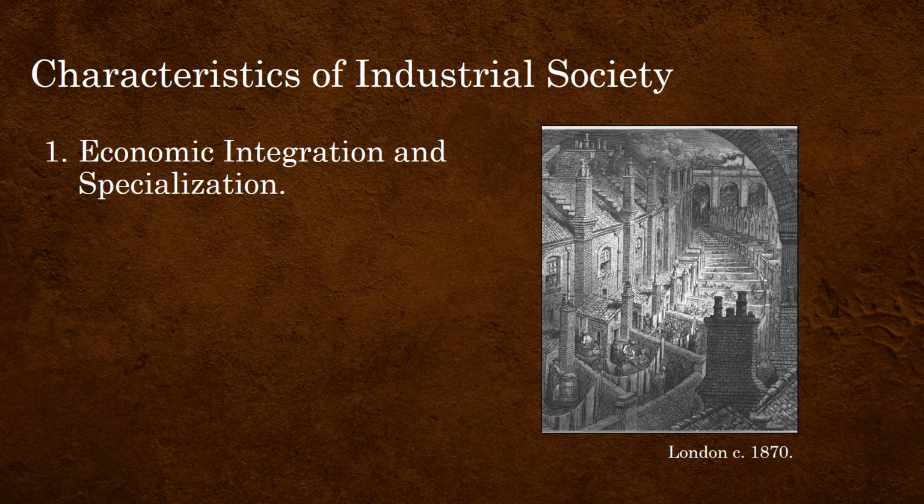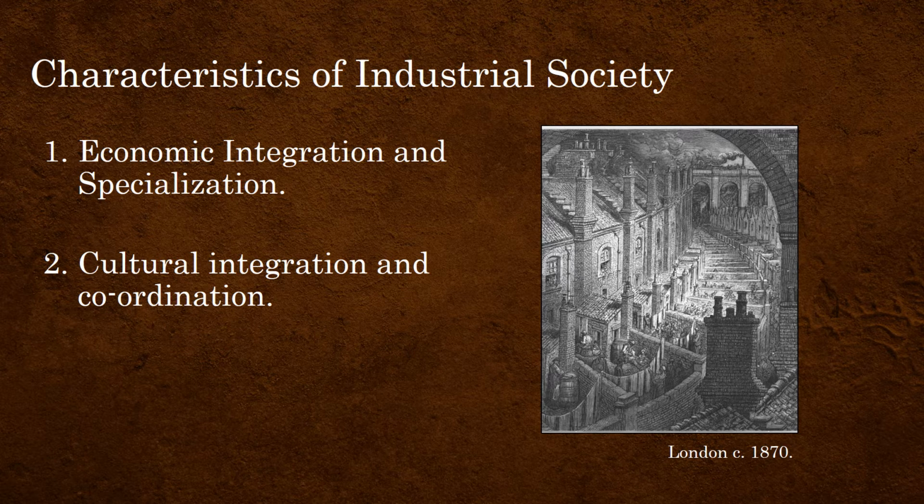The second important characteristic is cultural integration and coordination. Our complex society has forced us to integrate and coordinate on unprecedented levels. This has created broad cultural integration. We are all participating in the same broad culture. We buy the same products, consume the same pop culture, and participate in the same governmental structures.